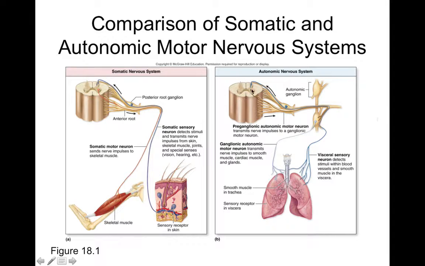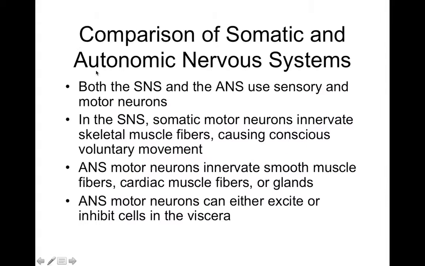So that's why the autonomic nervous system has multiple neurons in the chain here. That way, first of all, it's easy to regulate this, and there's also backup plans or redundancy if some nerve fibers get cut. Now, both the somatic nervous system and the autonomic nervous system use sensory and motor neurons, but in the somatic nervous system, somatic motor neurons innervate skeletal muscle fibers that cause conscious voluntary movement.